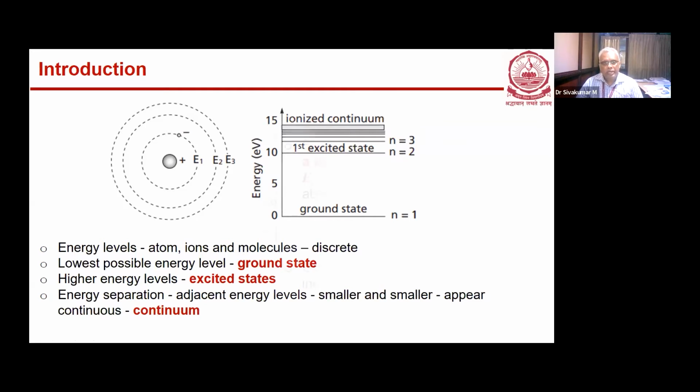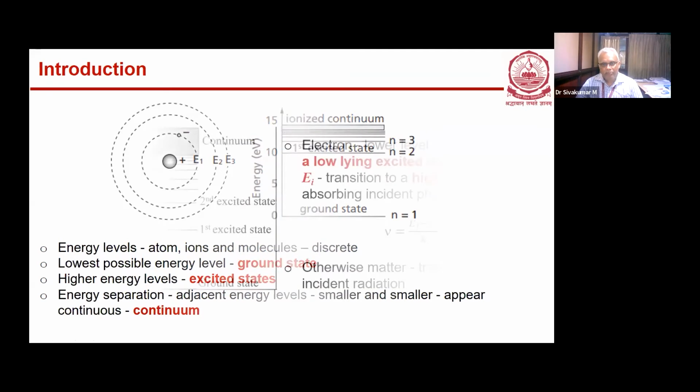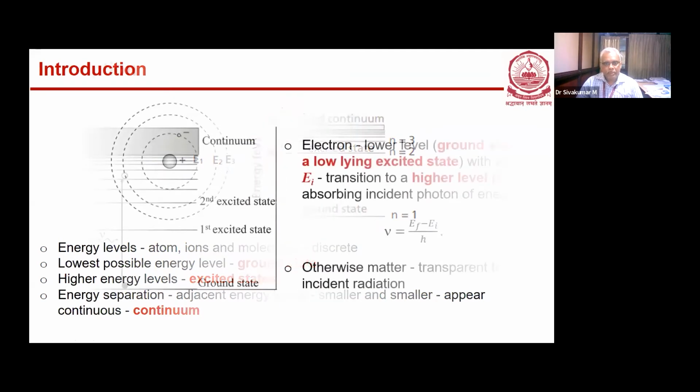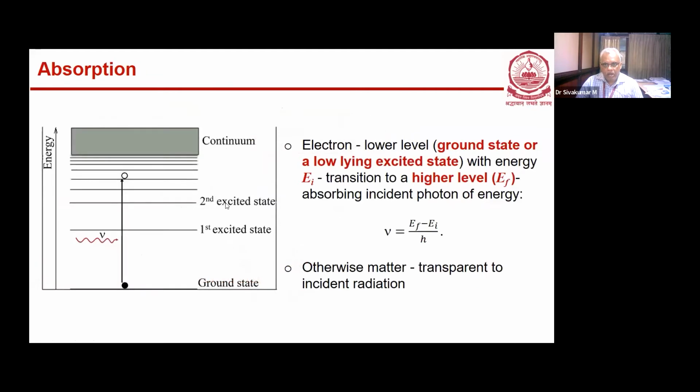The next one is absorption. In the case of absorption, you can see that initially the electrons are in the ground level. Initially, in equilibrium condition in an atom, the electrons are in the ground level. That means we can say that the atom is in the ground level.